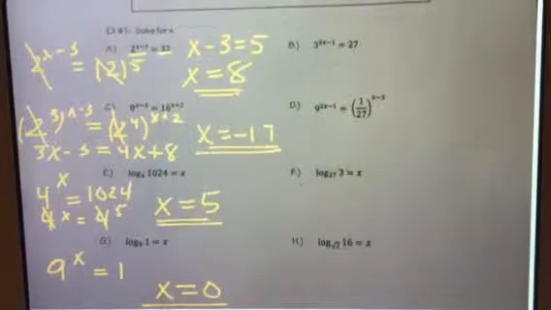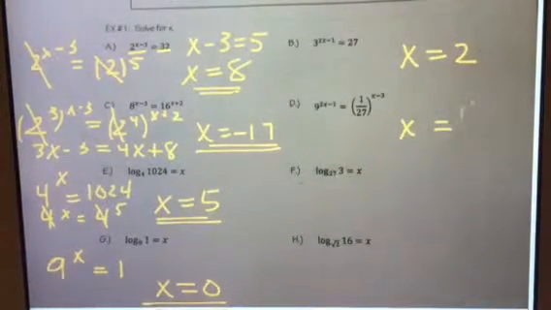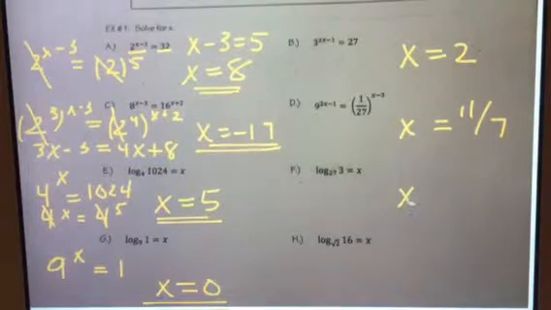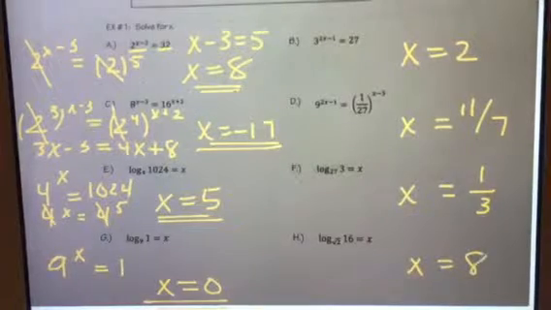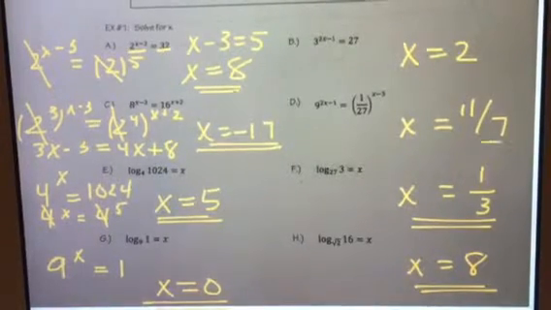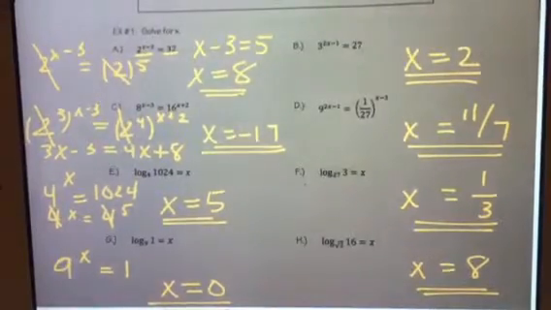Now the solutions for these are x is equal to 2, x is equal to 11 over 7, x is equal to 1/3, and x is equal to 8. Make sure that you try these because they might be on your test coming back from Thanksgiving break.